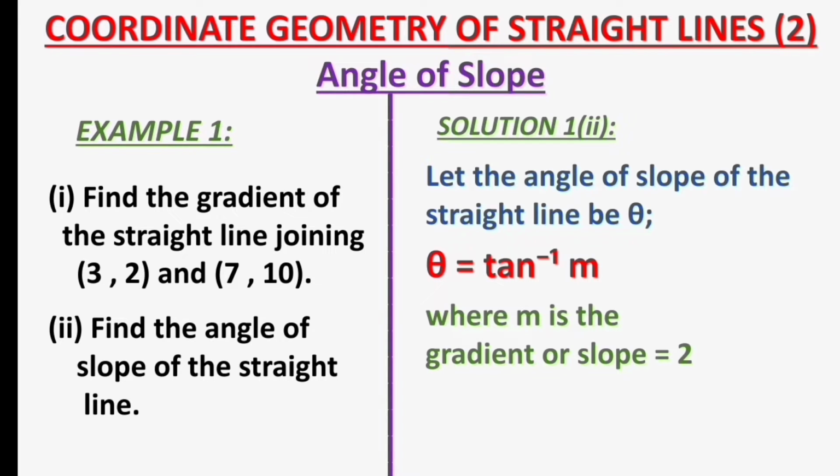In this question, the gradient or slope is 2. When you substitute 2 for m into our formula for angle of slope, what will be the angle of slope of the straight line in question 1? Let's see if you are right. Our angle of slope theta is equal to the tangent inverse of 2. That gives the angle of slope as 63.43 degrees. I hope you got that right. Please take note of the solutions to example 1.